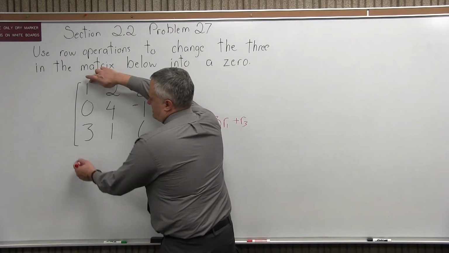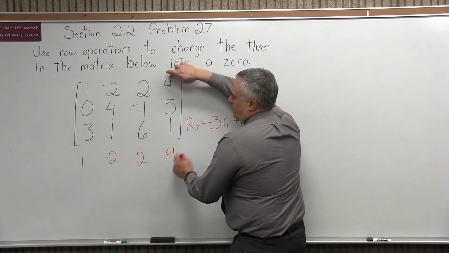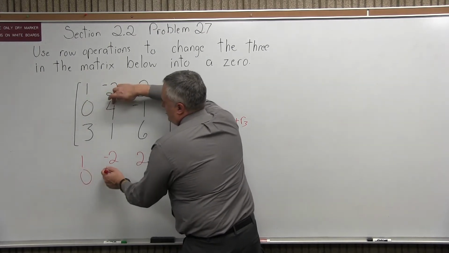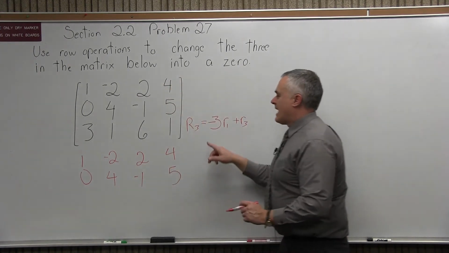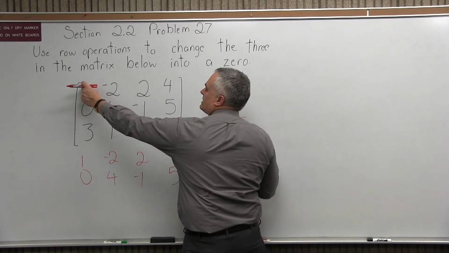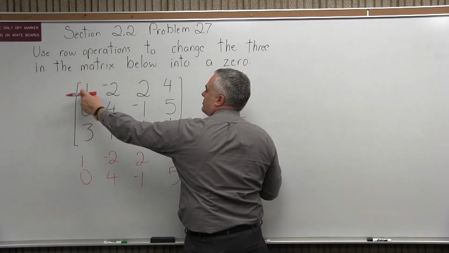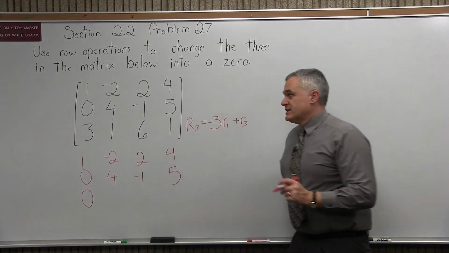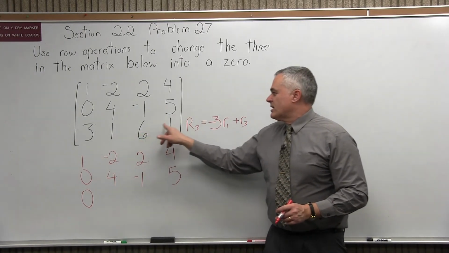So to do that, row 1 will stay the same. 1, -2, +2, +4. Row 1 doesn't change. Row 2 doesn't change. 0, 4, -1, 5. Now, I'm making a new row 3. So -3 times row 1, when I multiply -3 times 1, that's going to make a -3. And I'm going to add to row 3. So -3 plus +3. -3 plus +3 is 0. And that's what we want. The directions say change it into a 0. So we got it. But you're going to have to change the other elements in row 3.